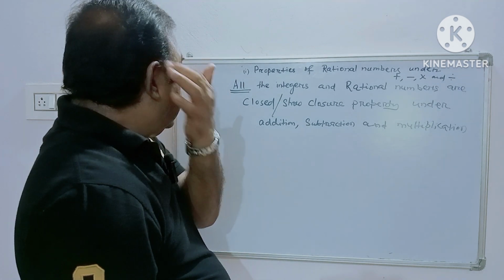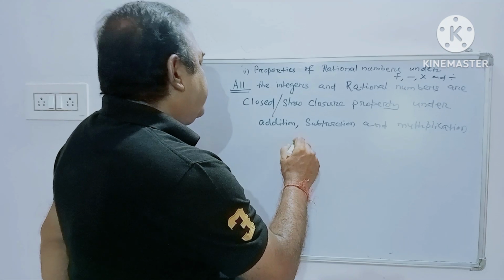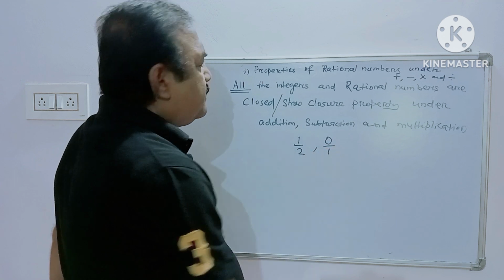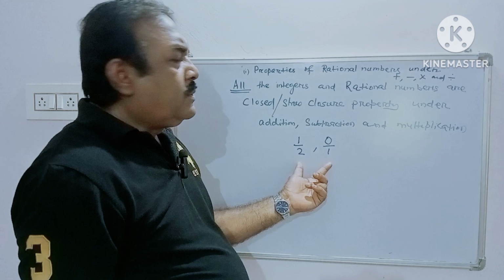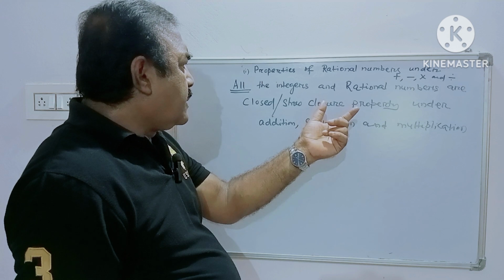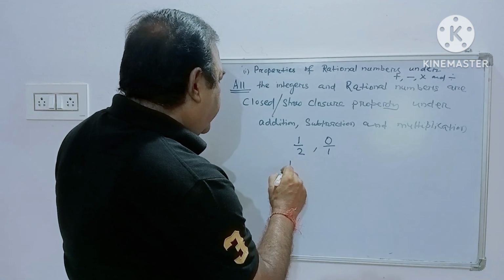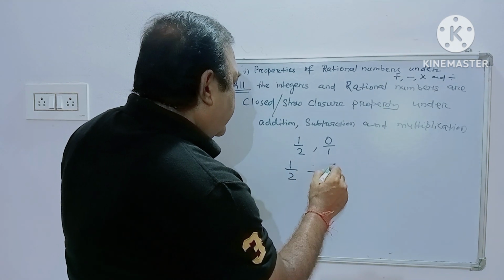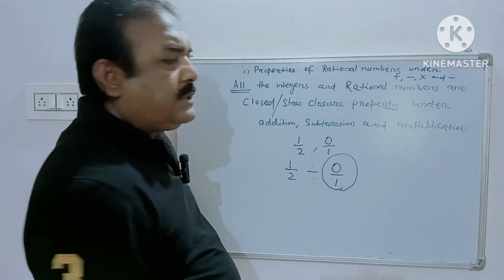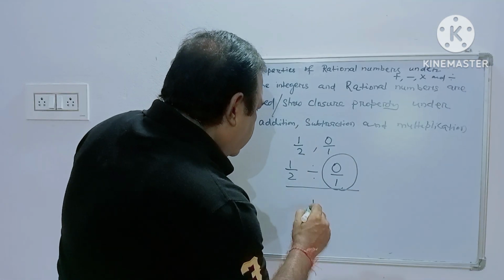Suppose you see, suppose I will take, for example, 2 rational numbers. Suppose one is 1 upon 2 and the next one is 0, that is, 0 upon 1. So these are the 2 rational numbers. So I am discussing about the closure property, but I will take the basic operation division. So I have to divide 1 upon 2 divided by 0 upon 1. But it cannot be the divisor. 0 upon 1 means that is 0. 0 cannot be the divisor.